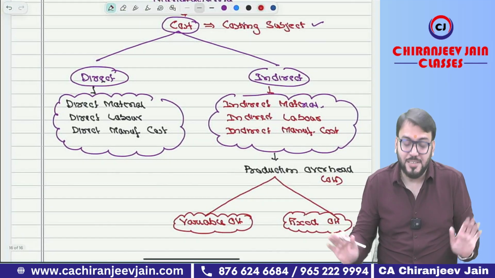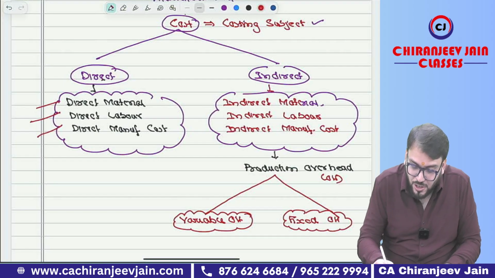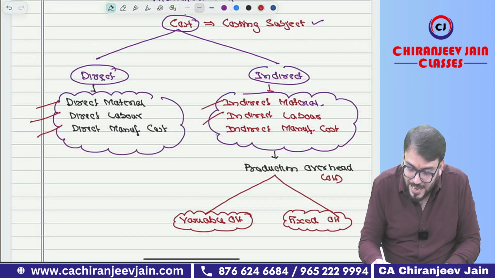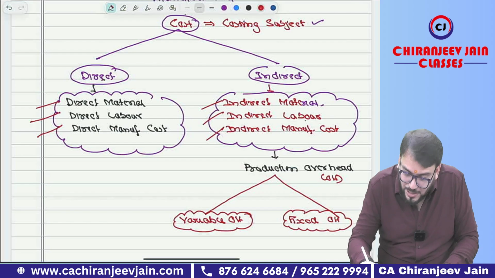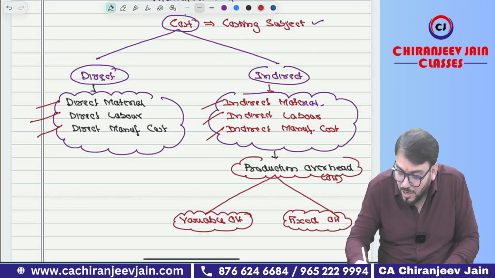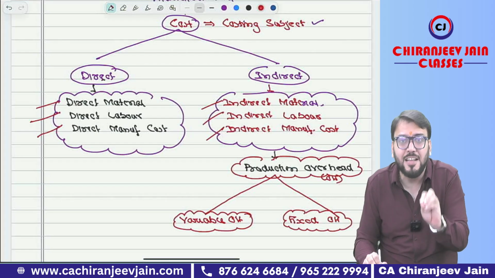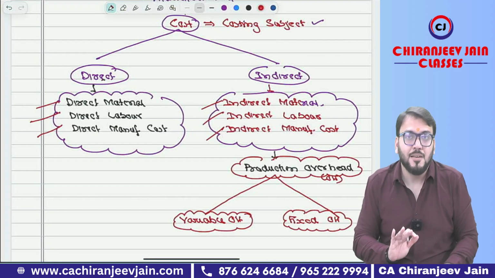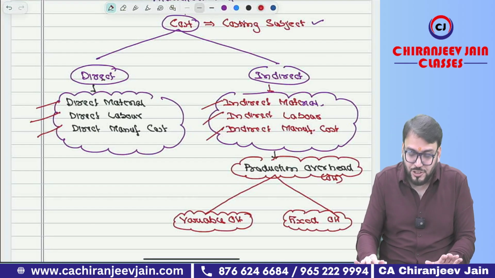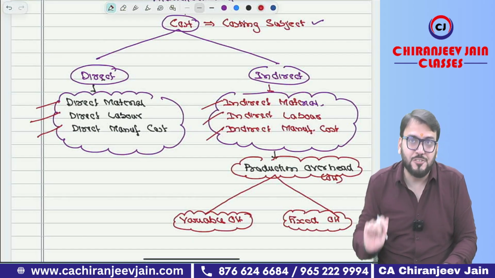Understood? Correct? So we'll say direct material, direct labor, direct manufacturing cost, indirect material, indirect labor, indirect manufacturing cost. And the sum total of this indirect will be known as production overhead. In accounting, we'll call it production overhead. So whenever I say production overhead, it is the sum total of indirect material, indirect labor, indirect cost. Have you understood this much? If you have understood this much, now we can go to find out cost price of finished goods.